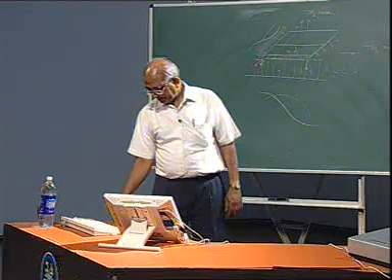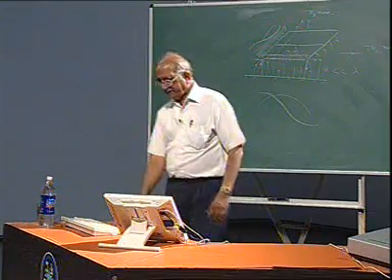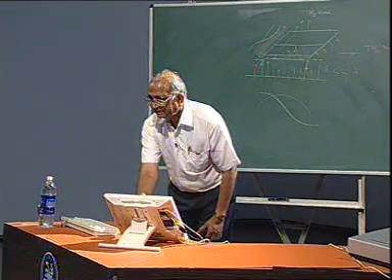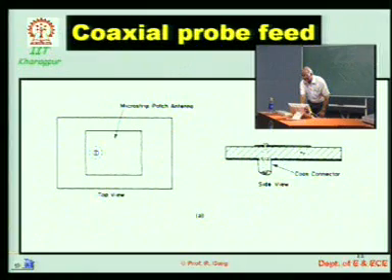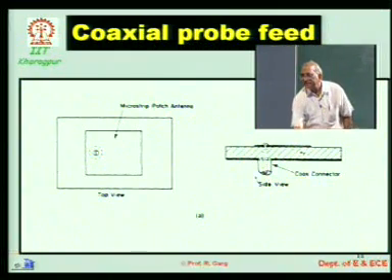Before I go to this one, let me tell you what the advantages of this coaxial feed are. One of the advantages is that your antenna is on this side. You can say that there is a dividing line between the antenna and the feed part. The ground plane is coming in between. This is the antenna, this is the ground plane, and this is the feed.